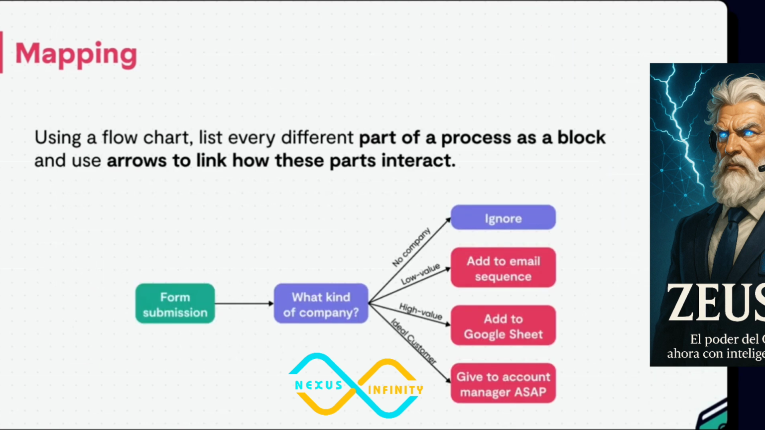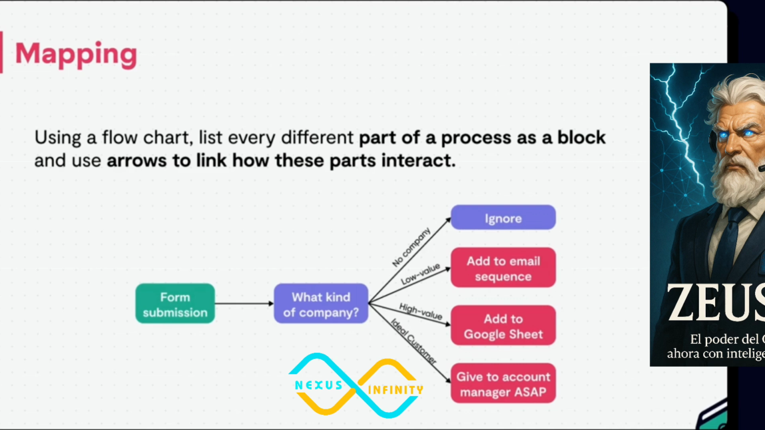So how do you map an automation? The first thing you want to do is create a flowchart. There are many different ways you can create this flowchart. You can use Miro, FigJam, or any other tool. What you want to do is list every different part of the process as an individual block. Then, working left to right, you're going to want to link these different blocks with arrows depending on how they interact.